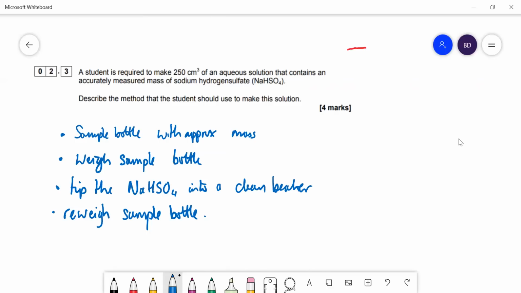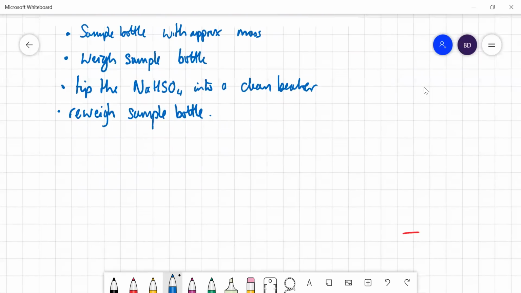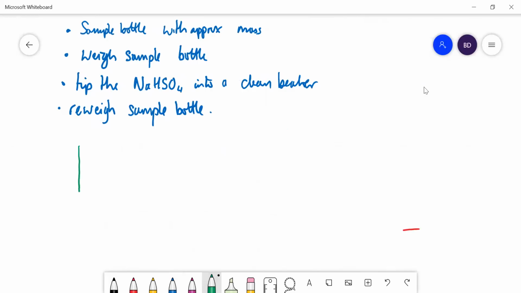Now the next thing to do is, we've got our beaker, probably a 250 beaker with a little bit of the sodium hydrogen sulfate in there, approximately the right amount. So you've got your solid in there. Then you want to add about 100 centimeters cubed of distilled water. Not 250, because you've got to add rinsings afterwards, remember. Add 100 centimeters cubed of distilled water, dissolve, stir. That's a stirring rod.